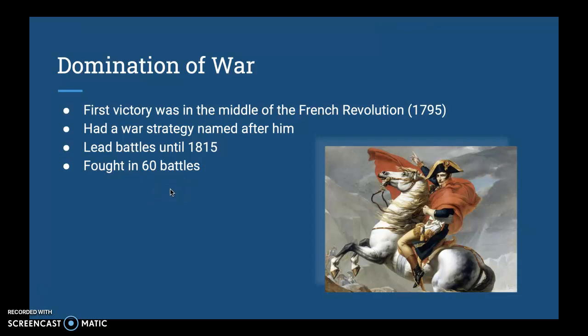His strategy was essentially just to be on the offensive side of the attack the whole time and to rapidly destroy the enemy.